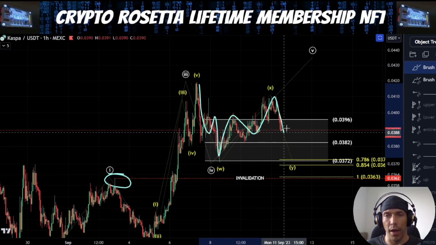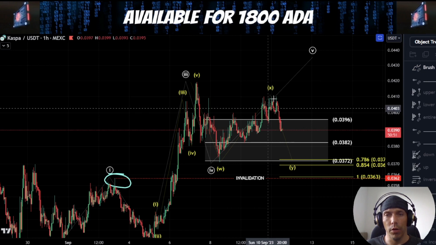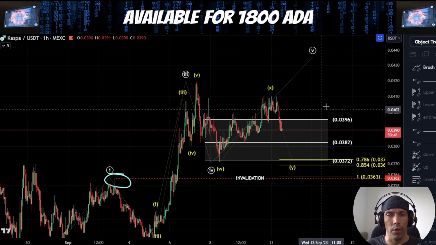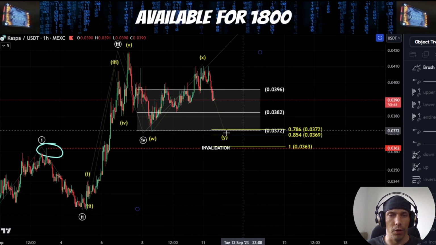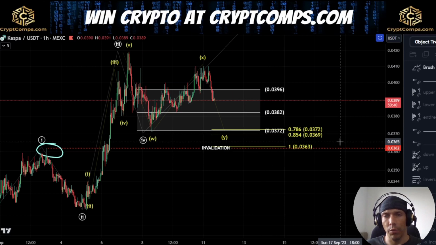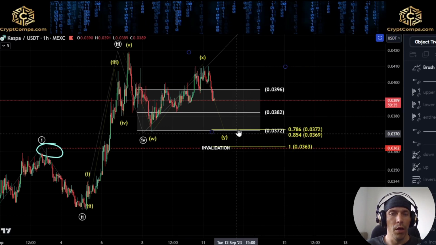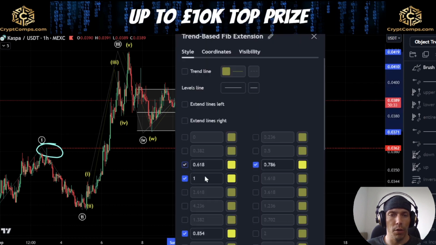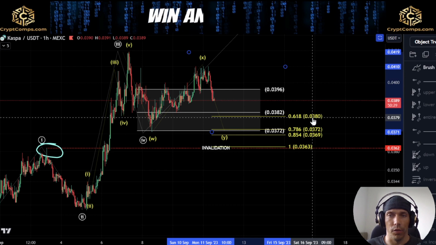We are looking for either A, B, and C to the downside, or alternatively, we're looking for a 5-wave structure. Now, the zone I would actually be looking for is potentially lower down here, back towards this low of this W wave. And what I'd be looking for is somewhere between the 786 and this 1-to-1 zone, though we do have a minimum requirement here of the 0.618, which is sitting up here at this 0380.